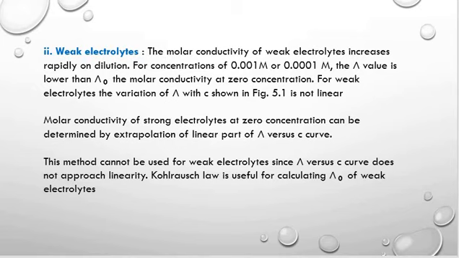So the molar conductivity of a strong electrolyte at zero concentration can be determined by extrapolation of the linear part, but this method cannot be used for weak electrolytes, since we do not get a linear graph; we get a curvy graph. In that case, Kohlrausch law is useful for calculating lambda naught for weak electrolytes. Now we need to learn the Kohlrausch law and how the value of lambda naught is obtained by it.